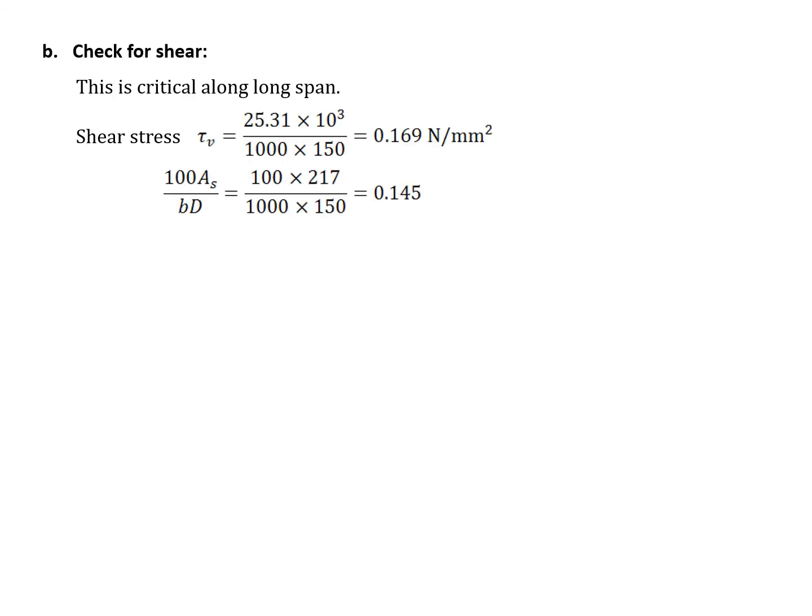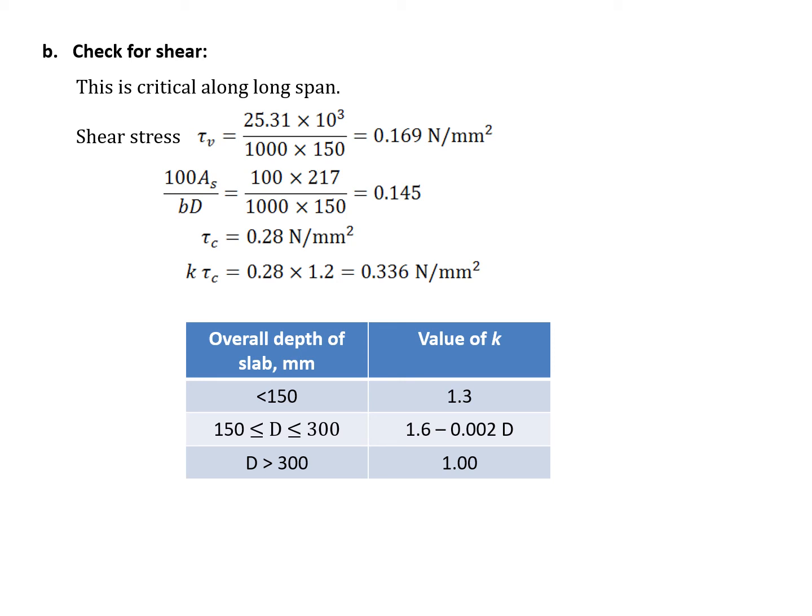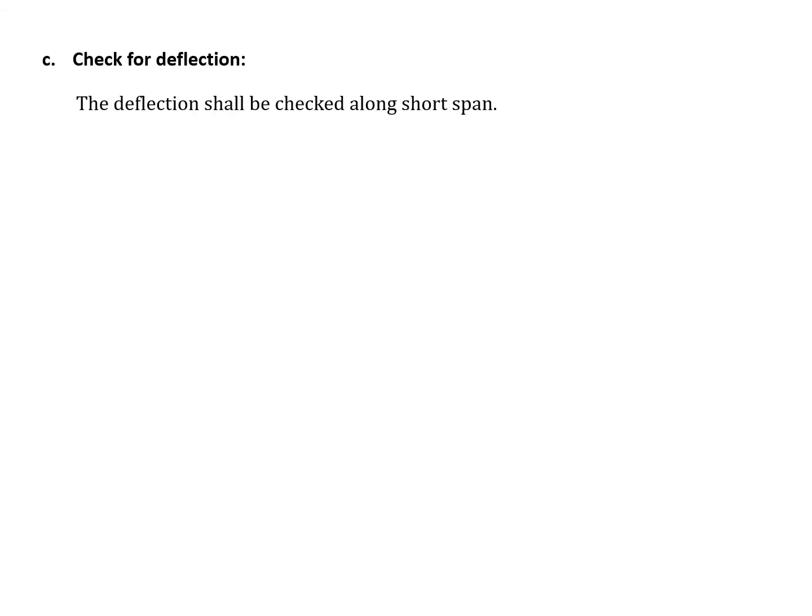Then check for shear. We are not going to give shear reinforcement. So all you have to do is find tau v, compare it with tau c, and you have this factor as per that table. So in short, allowable is 0.336 and actual is 0.169. So we are fine. And this table is for slab between 150 and 300 mm thickness. Here it is multiplied; it is taken care of as 1.2. Even that was not necessary because tau c was anyway more than tau v.